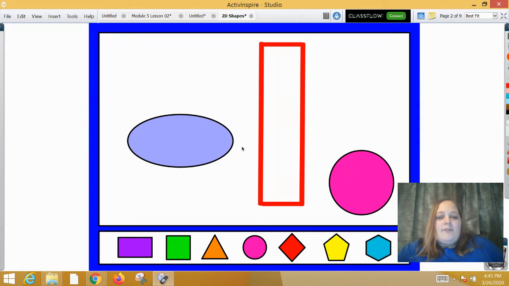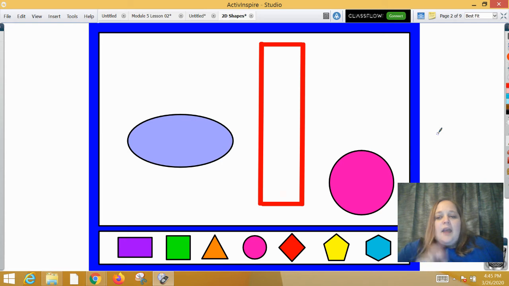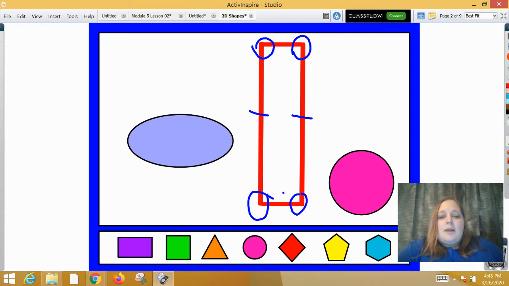These shapes have no corners. When we talk about corners, we talk about where 2 straight sides meet, and they don't have straight sides, so they don't have corners. No straight sides and no corners. See, here is a corner, here is a corner, here is a corner, here is a corner, and here are my straight sides.